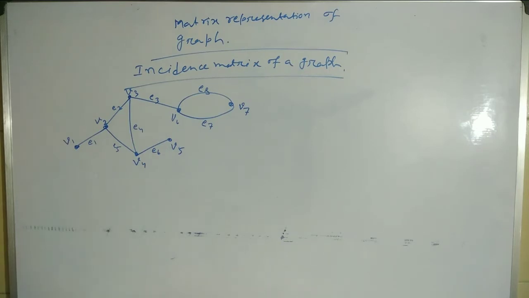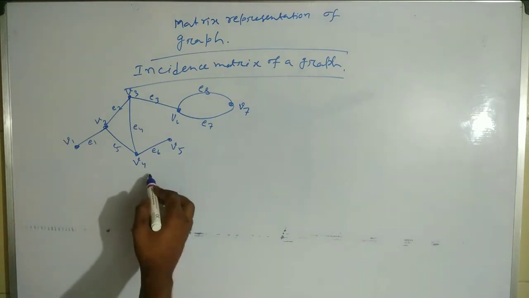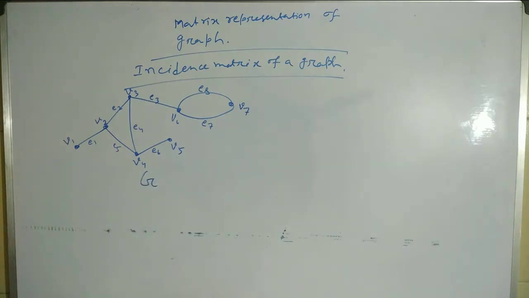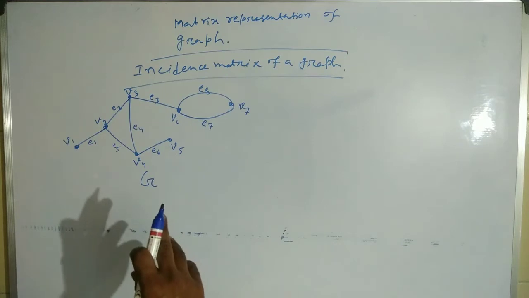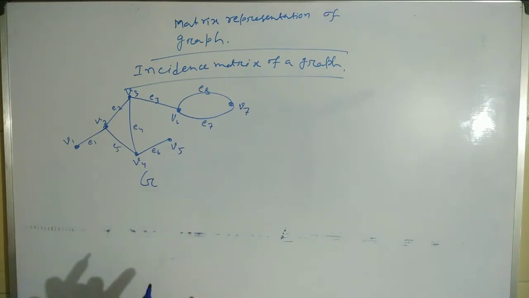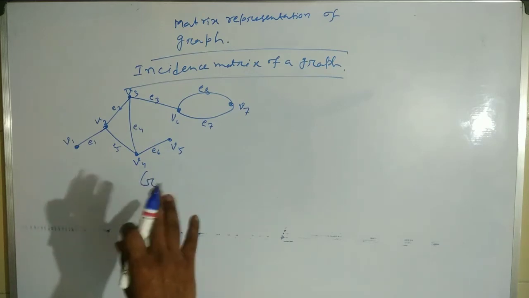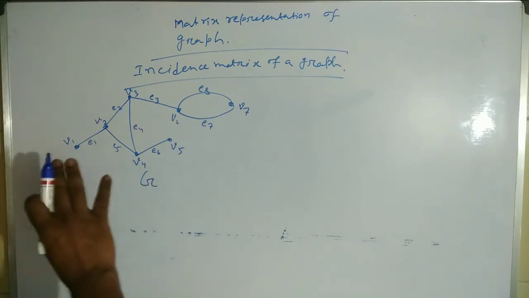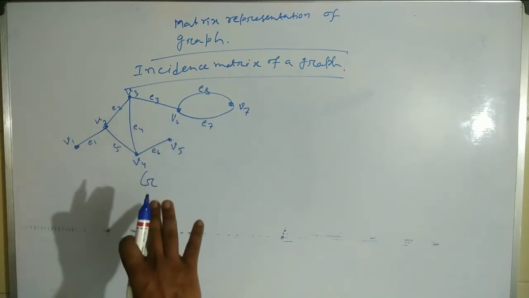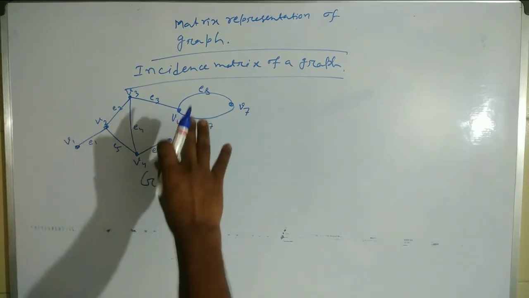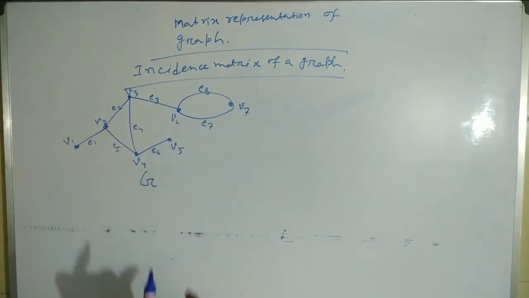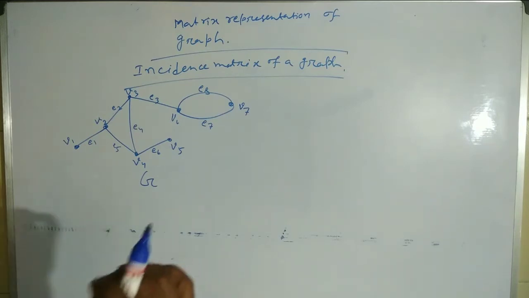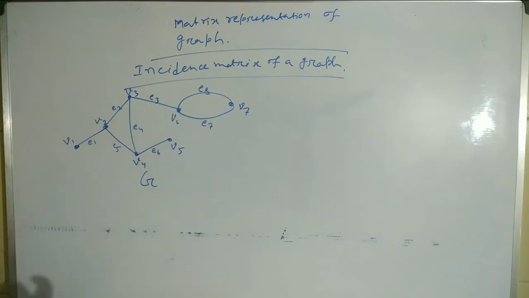I have taken this graph to show the incidence matrix representation of this graph. Now let the name of this graph be G. Now see that G has 7 vertices and 8 edges. I have given the names of the vertices and edges in the graph. V1 to V7 are the names of the vertices, and E1, E2 up to E8 are the names of the 8 edges. Okay. Now I will represent this graph by a matrix.